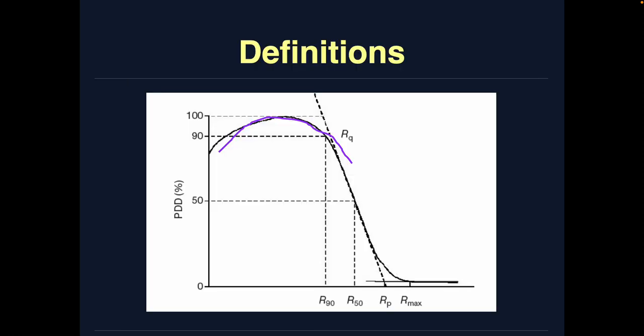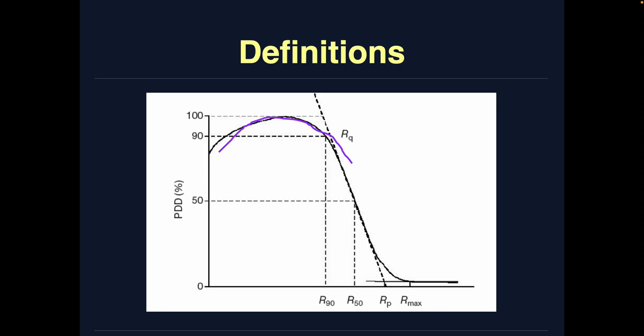At the end, this is the most important curve in the exam for electron beam. You have to know these definitions by heart. It's very simple and easy, but please, you have to know it by heart. Rq, Rmax, Rp, R90. We talked about the R90, but we didn't talk about the R50. The R50 is a very simple way. Just divide your nominal energy by 2.33, or in some centers you just divide it by 2, to get what we call the practical range or R50 range.